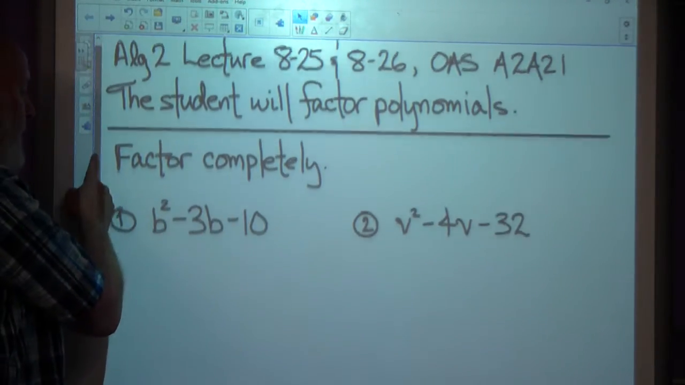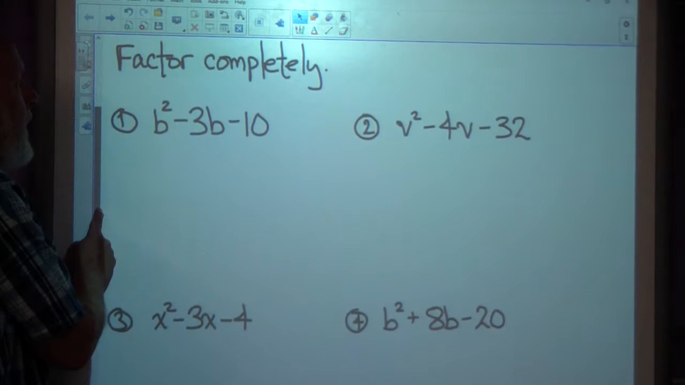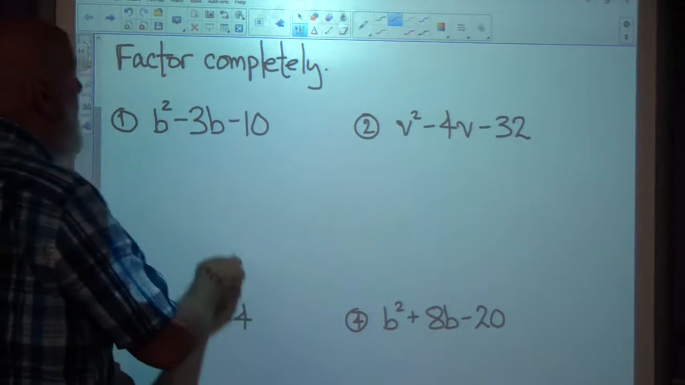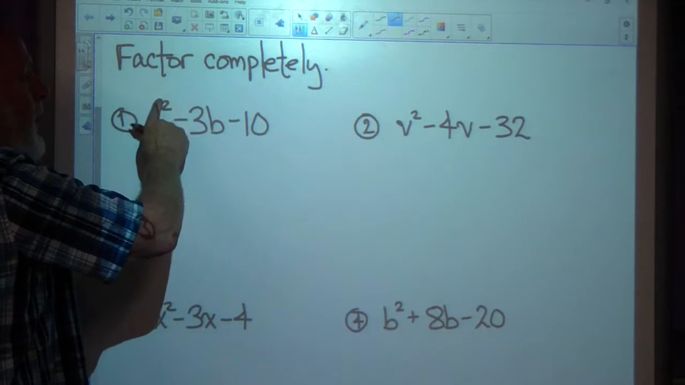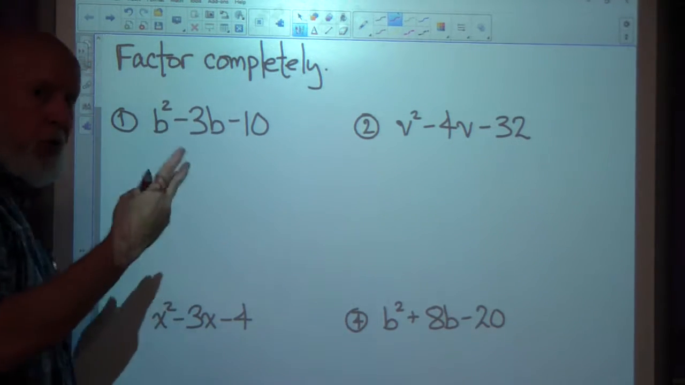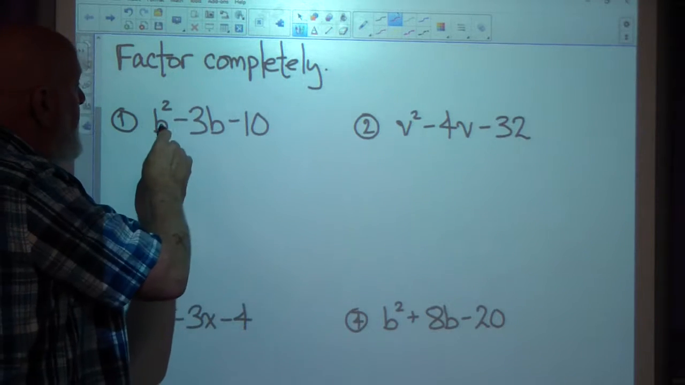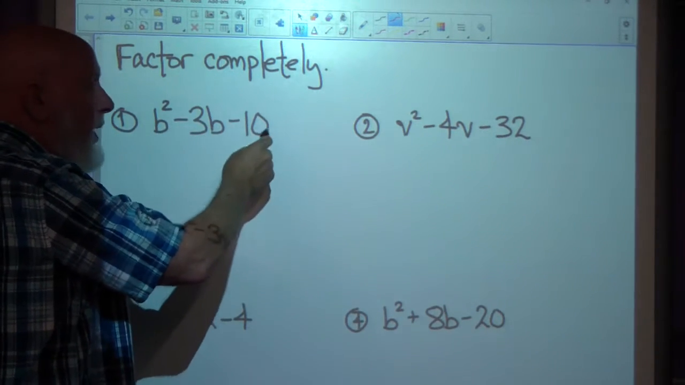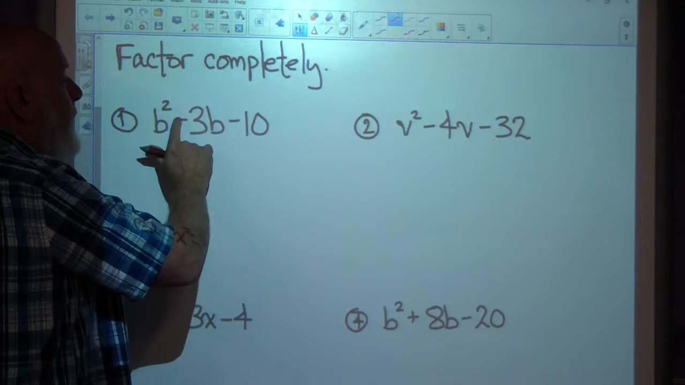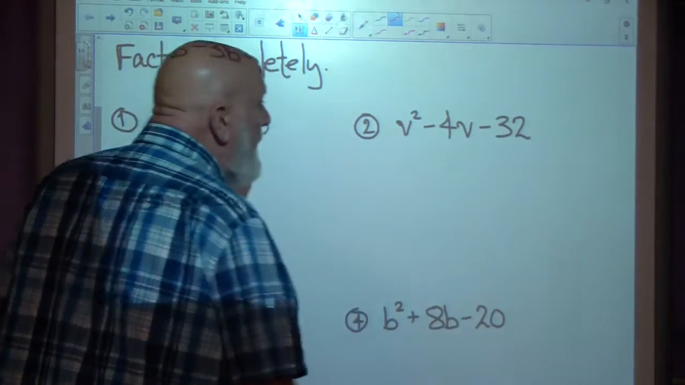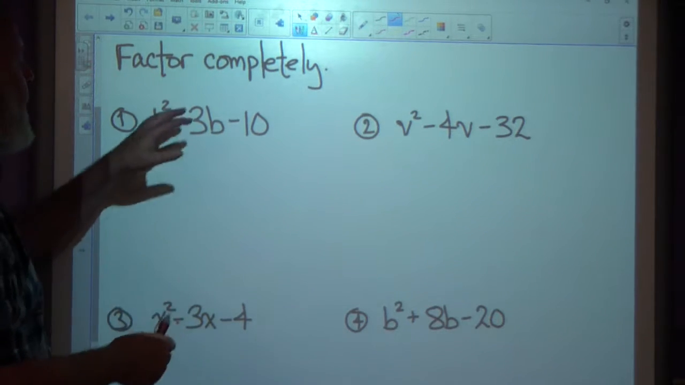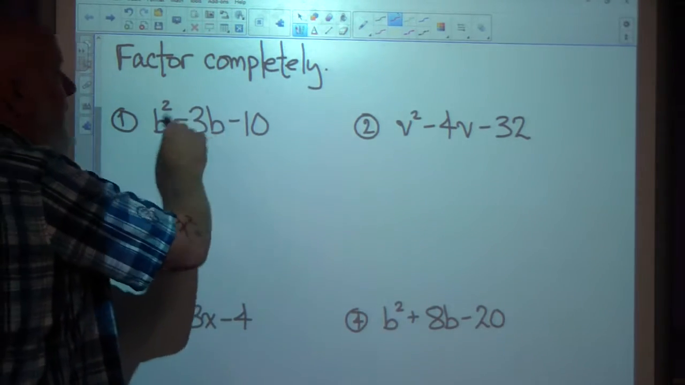We're going to factor completely, starting out with what's called a quadratic trinomial. Quadratic just means that the highest power of the variables is 2. Trinomial means that there are 3 terms. The terms are separated by plus signs or minus signs. Okay, so what we're going to do is try to find the factors of this thing.